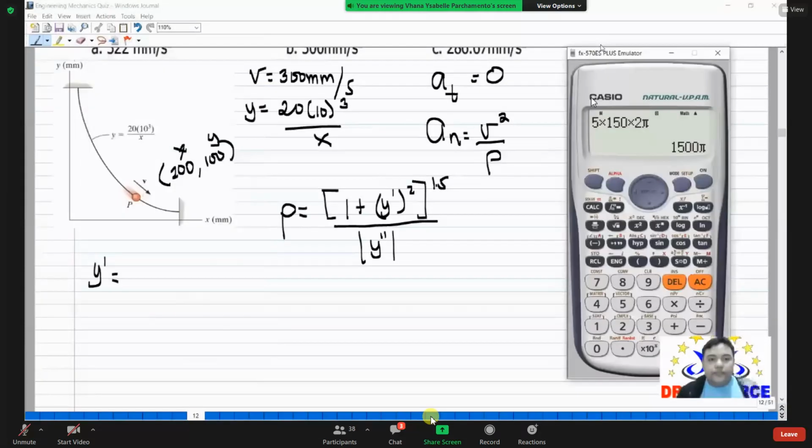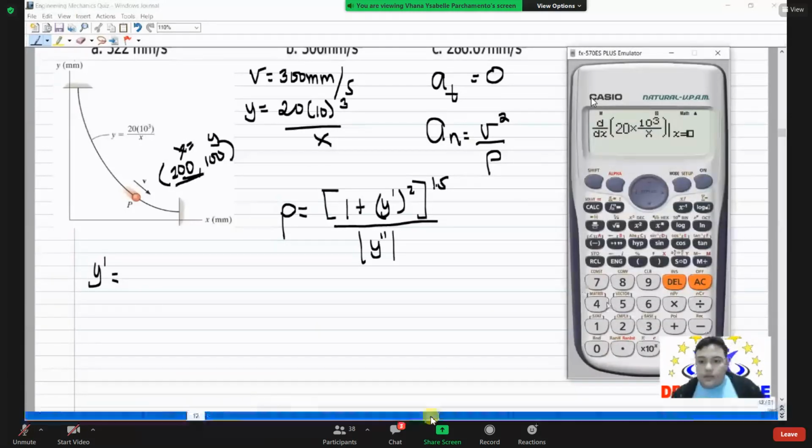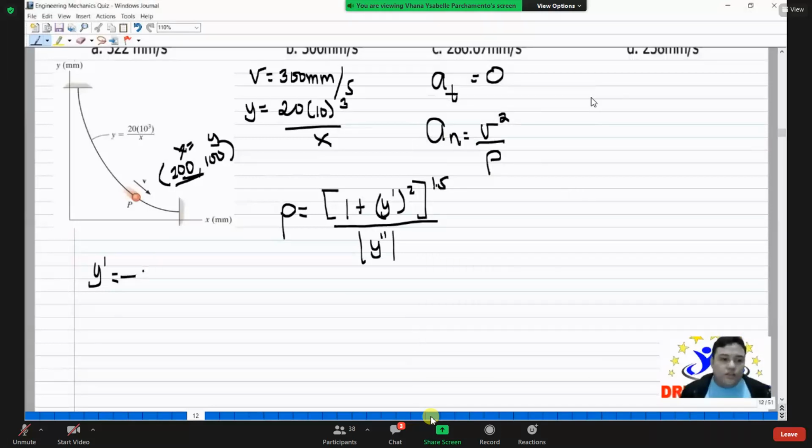So therefore, key-in lang natin yung function. So that is 20 times yung ating 10 raised to 3 all over x. So this is the first derivative. So kailan daw siya magkaganyan? So this is at x equal to 20 or 200 I should say. So x is equal to 200. So basing on the problem. So that is negative 0.5. So paano natin kukunin yung y double prime? So store natin to kay a.